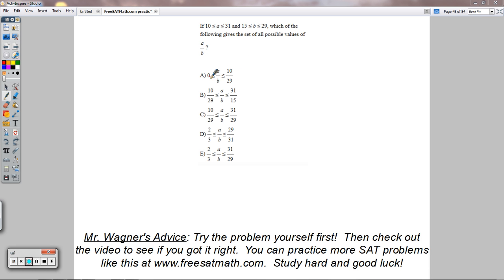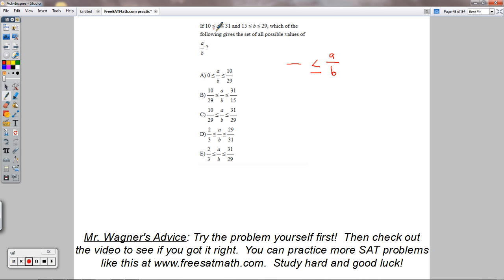So the smallest we could make this fraction, since A is on the top, B is on the bottom, and these are all positive values, we don't have any negative values here, that would be the smallest when A is the smallest and B is the biggest. That's how we're going to have the smallest fraction.